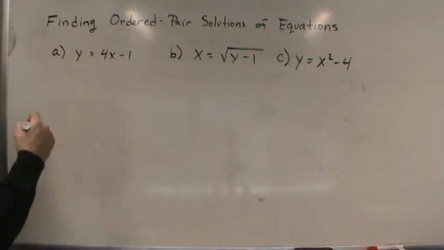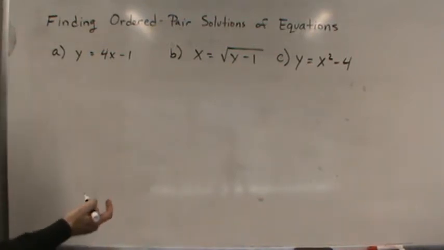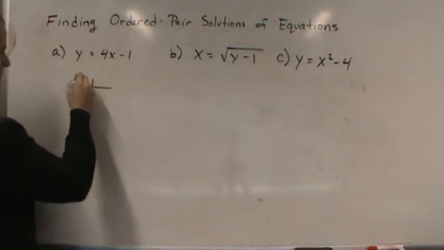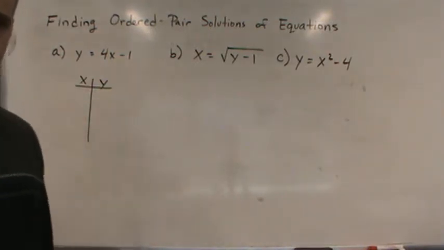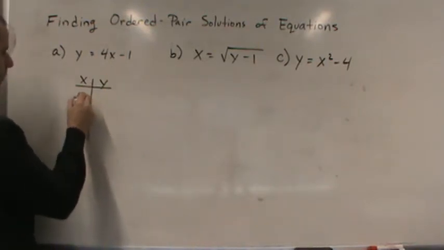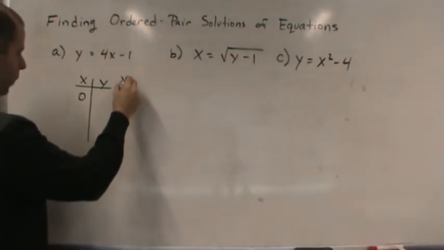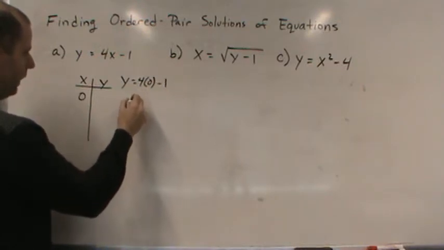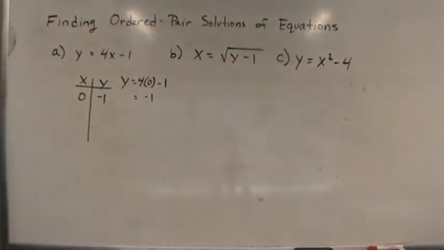And so all you have to do is pick a value for one of the variables. Typically we do x, and so in this case here, let's create a table. And so all we want to do is find a solution, right? So all we have to do is pick a point for x. So let's just pick 0. So what happens when x is equal to 0? Well, y equals 4 times 0 minus 1. So y is equal to negative 1. So there's a solution right there.